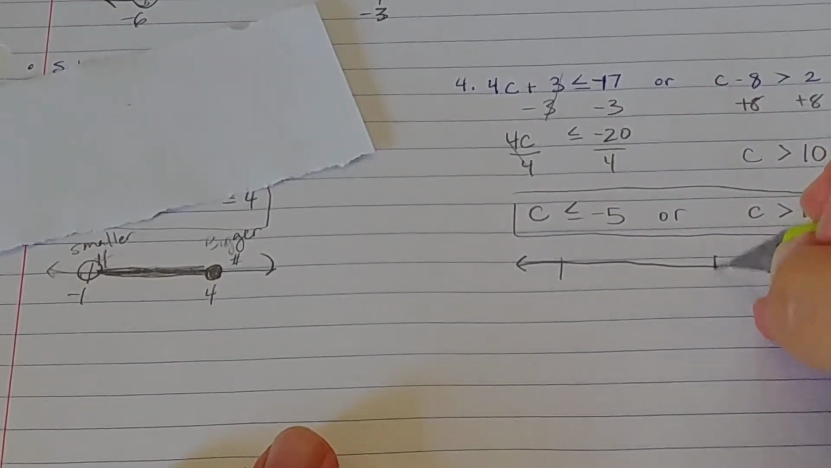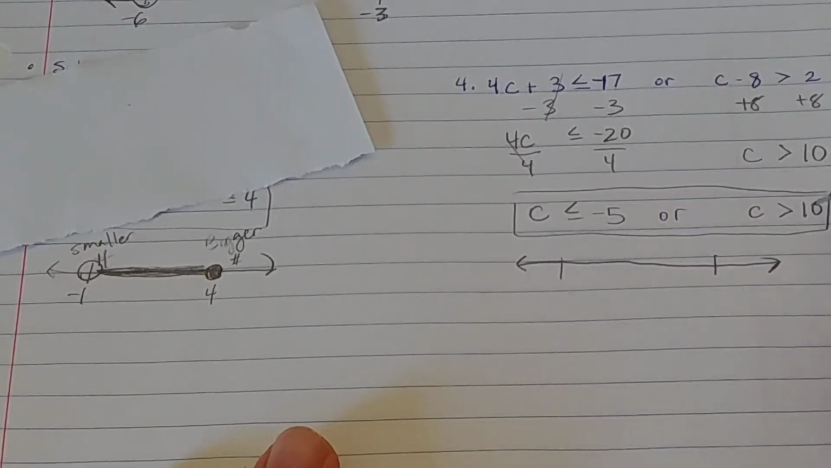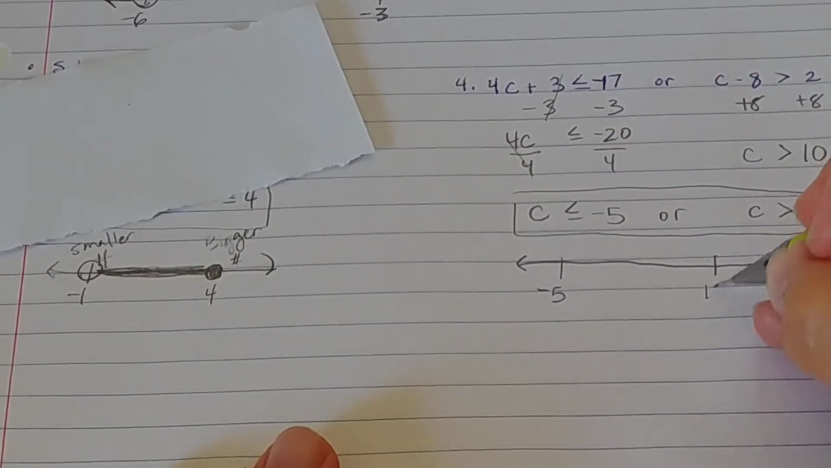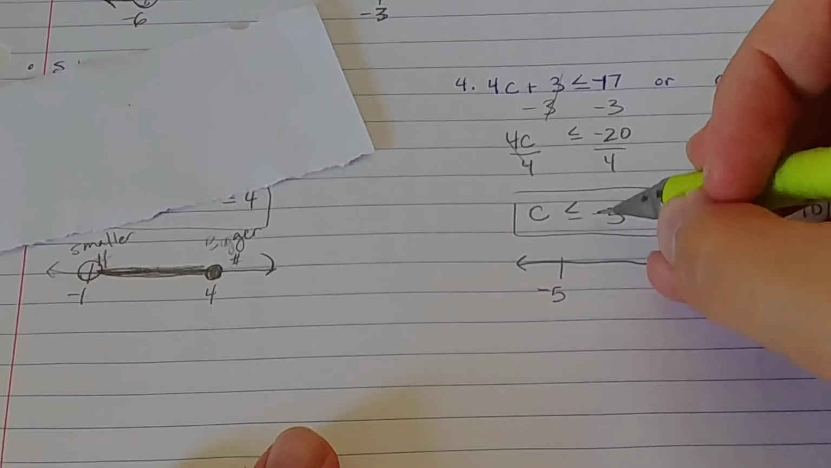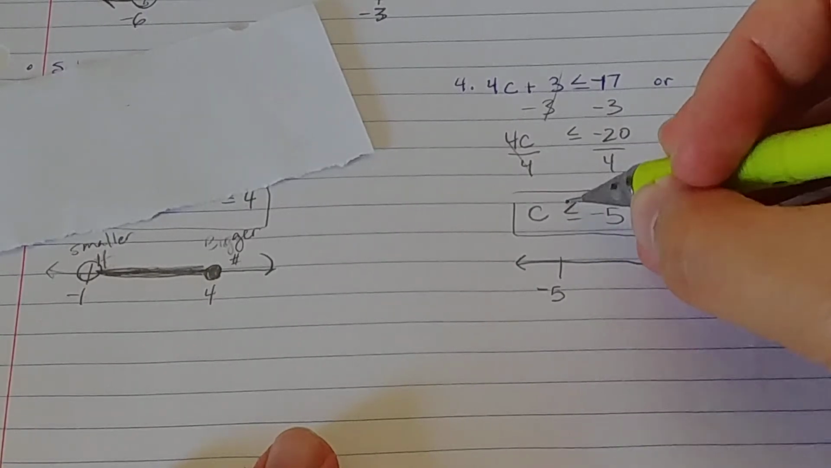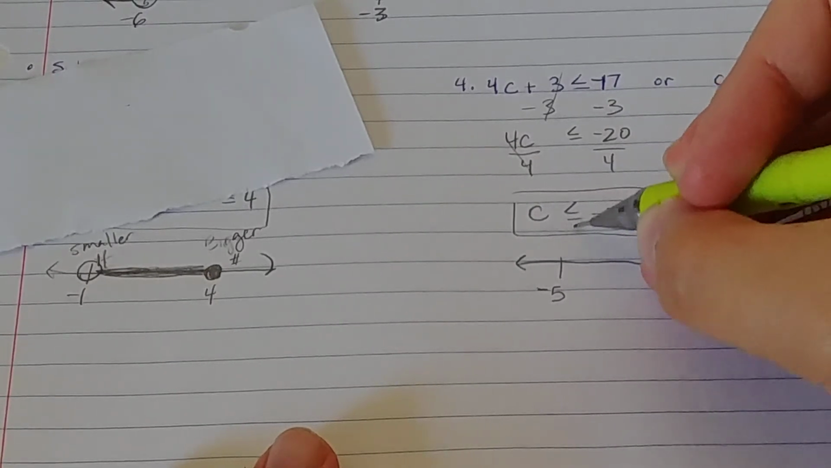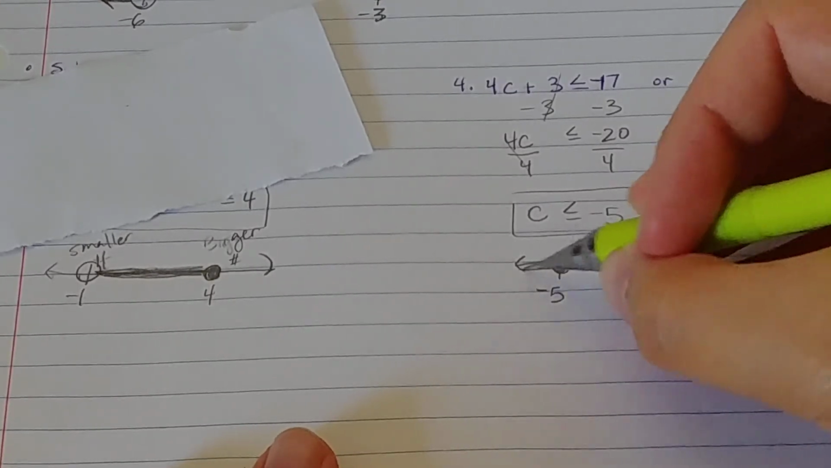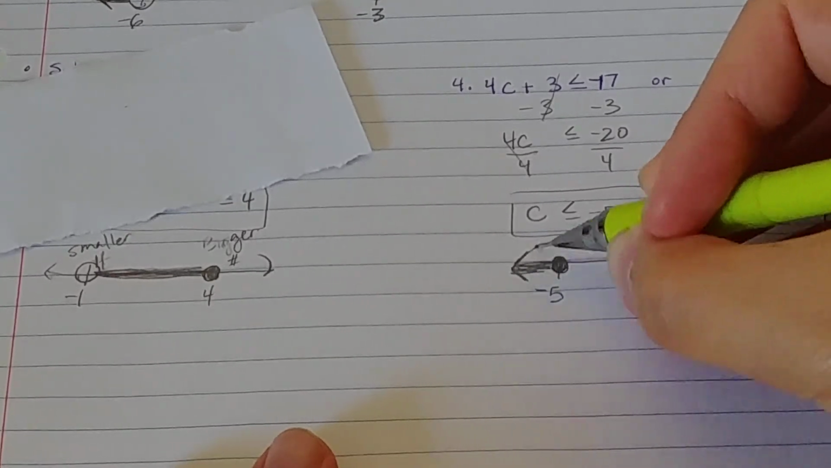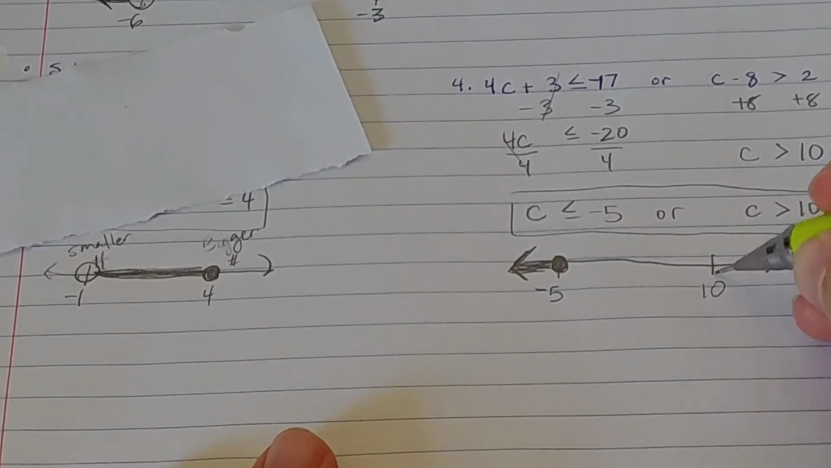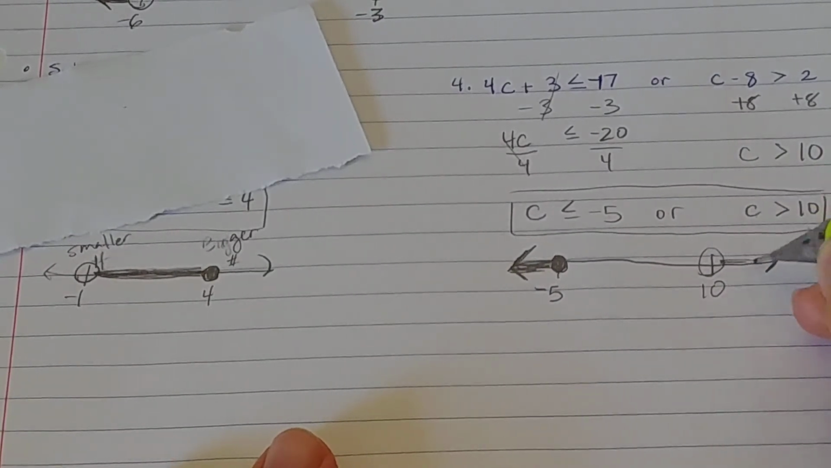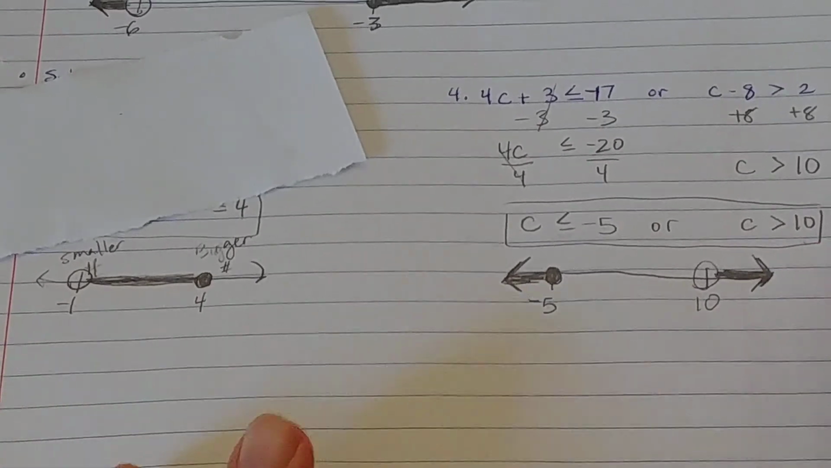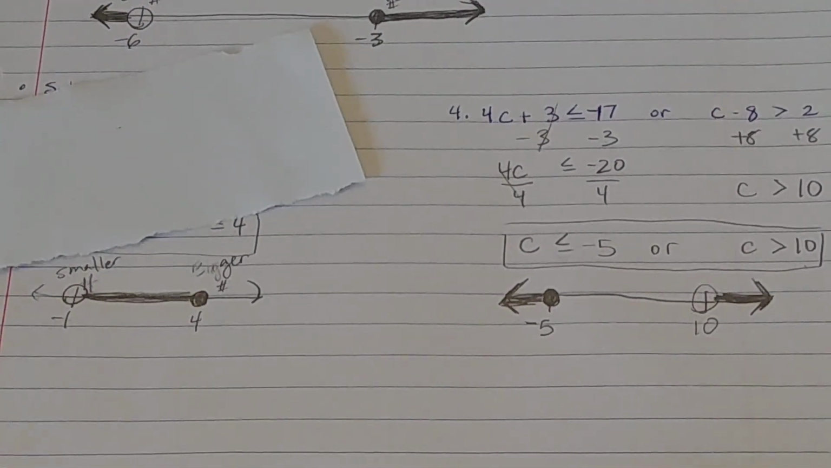Smaller number on the left, bigger number on the right. Out of negative 5 and 10, negative 5 is smaller, 10 is bigger. So for the negative 5, it's a closed circle, because we have that or equal to. So closed circle, and it's shaded to the left. And here it's an open circle, and it's shaded to the right. Finished.